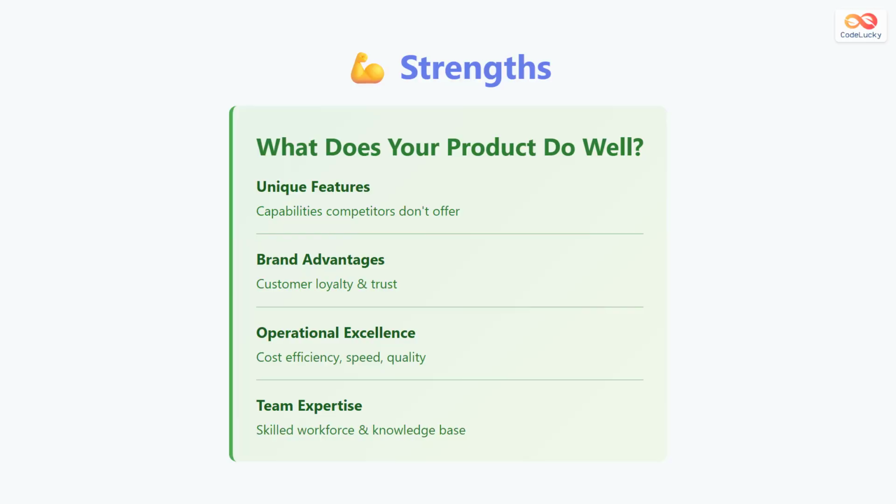Strengths are what your product does exceptionally well. Ask yourself, what unique features does my product offer that competitors don't? What gives us a competitive advantage? Strengths can include unique features, strong brand loyalty and customer trust, operational excellence in cost or speed or quality, and experienced team members with specialized knowledge. Identifying your strengths helps you understand where to double down and what capabilities to leverage in your strategy.